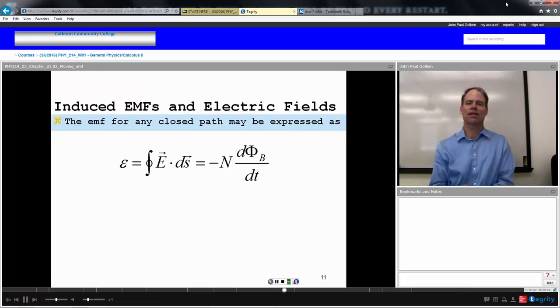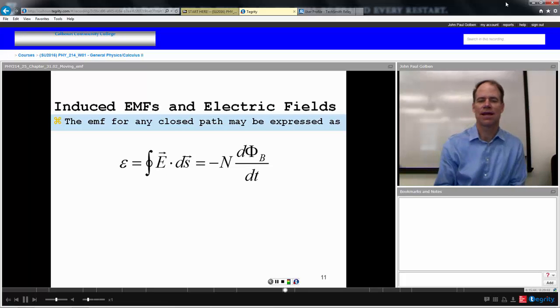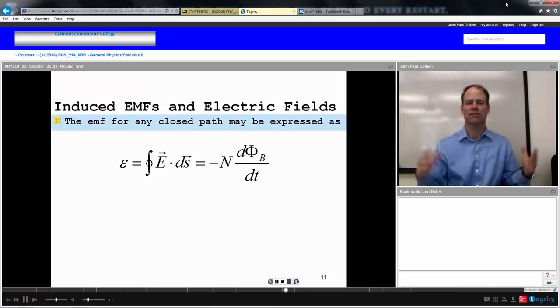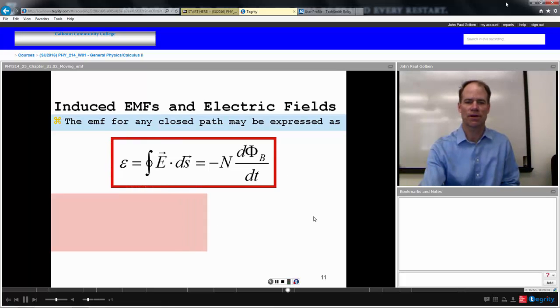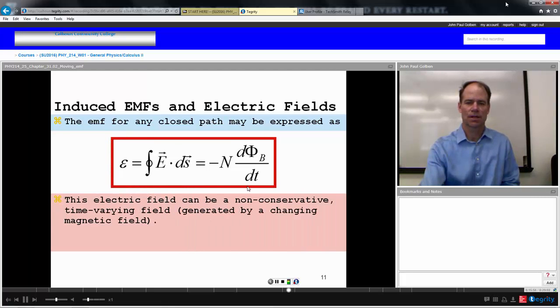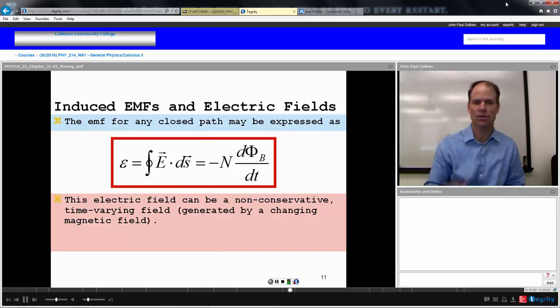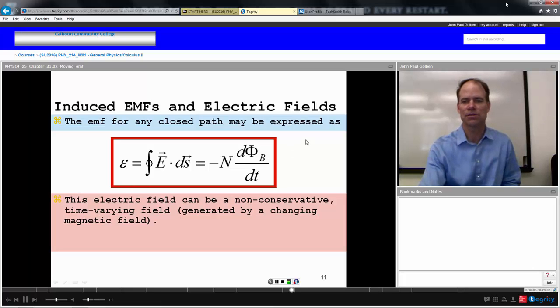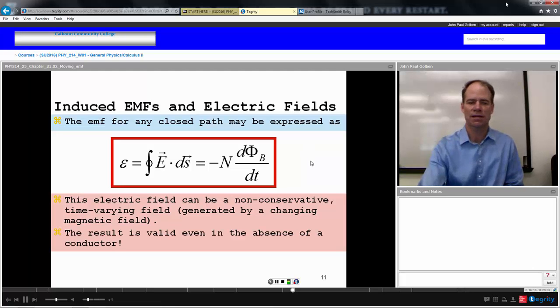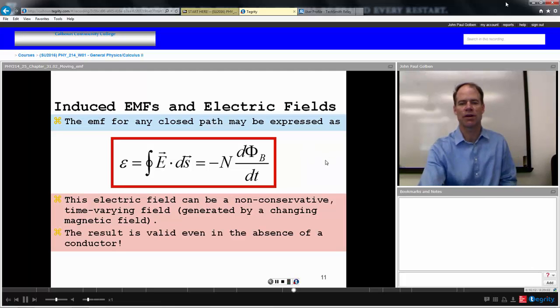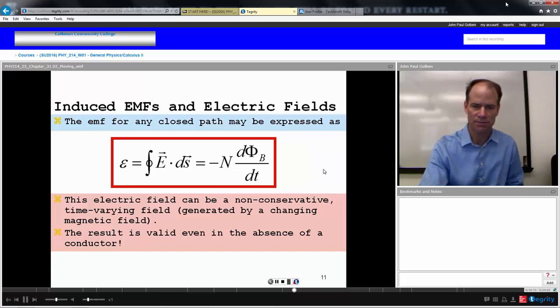The EMF for any closed path may be expressed as an integral around a closed path of an E field over that path, kind of like what we did with Ampere's law. And this is really the true form of Faraday's law. In Faraday's law, we just thought of it as being an EMF already within a closed circuit, but this could be a free E field out there as well, being induced by a changing magnetic field. So this electric field can be a non-conservative time-varying field generated by a changing magnetic field.